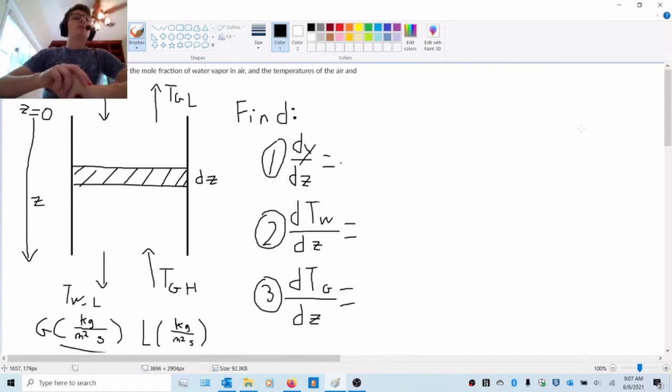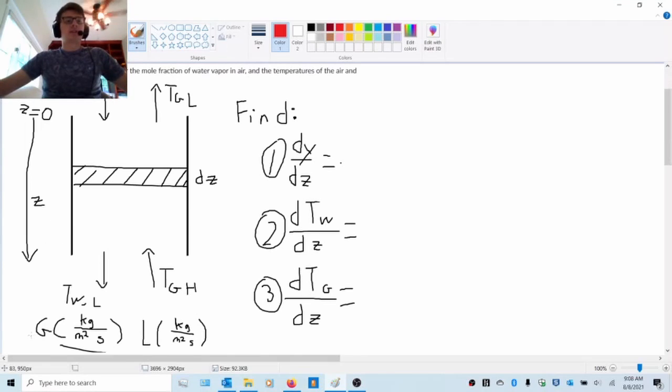So this is part B1. We're going to derive the differential equations for the mole fraction of water vapor in air and the temperature of the air and water in the cooling tower. If you take a look at this drawing I have over here, you'll see that this is visualizing a cooling tower. What this cooling tower is doing is taking in water and using air to cool the water down.